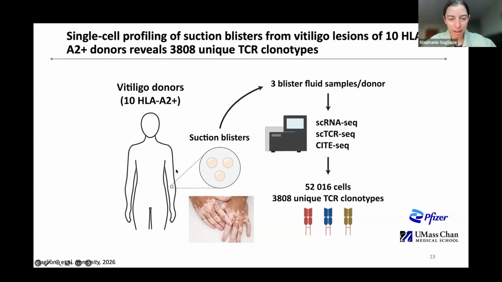So in this case, we had a data set from 10 of the HLA-A2 positive donors that had vitiligo. Suction blisters were generated on lesions in order to extract blister fluid, and that blister fluid contained T cells that were further processed not just to acquire the TCRs, but also to have matched transcriptomics. And we also had PBMC data from this as well.